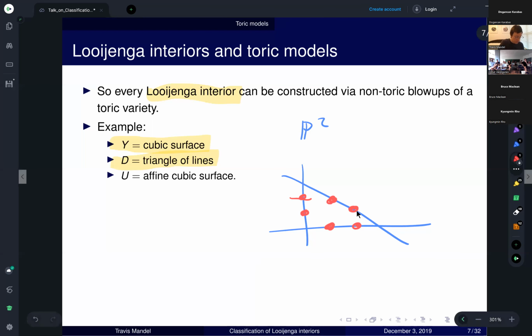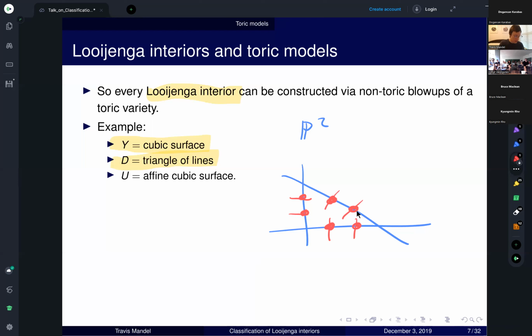So you blow up these 6 points, get 6 exceptional divisors. Now, let's see. This will give you a cubic surface, because we've blown up 6 points in P2. This classical fact is that it can be realized as a cubic surface. And another standard fact about cubic surfaces is they always have 27 lines.